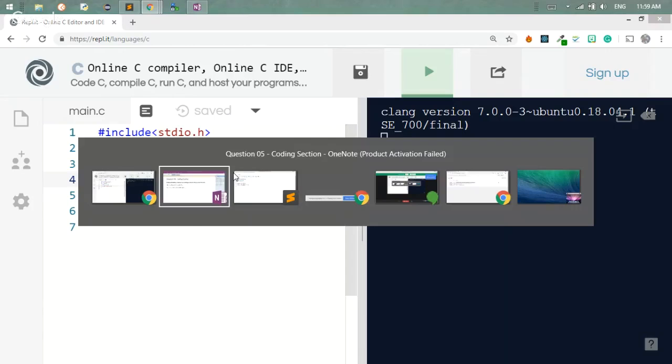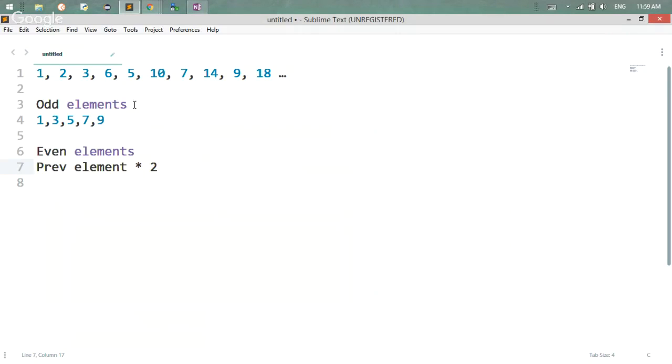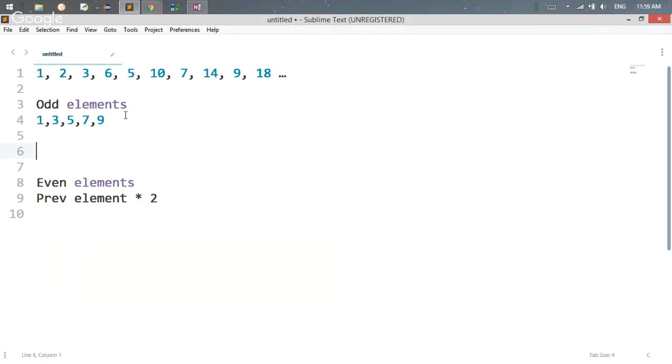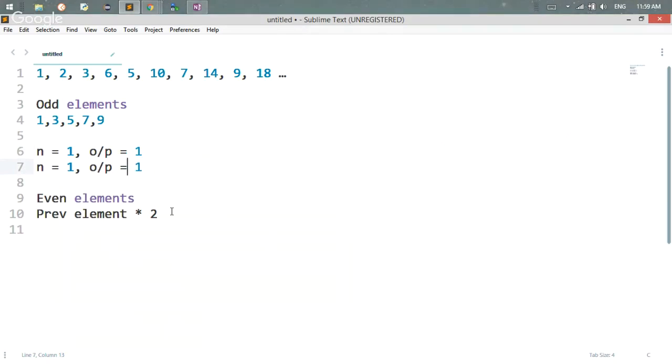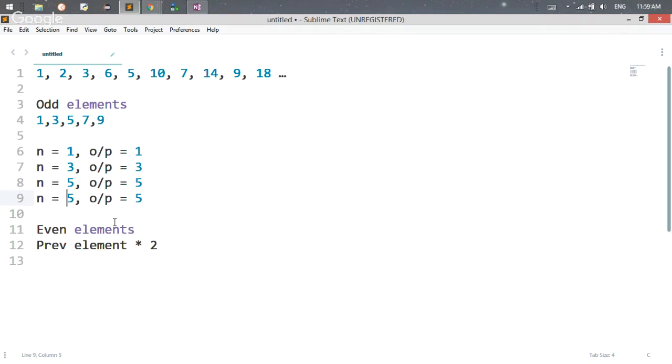So now let's go back and understand what they want from us here. If n is odd, that means what? If they are going to ask for the first element, let's say n is 1, the element is 1, so the output is also 1. Now if n is 3, output is also 3. If n is 5, output is also 5. And if n is 7, output is also 7. As simple as that. So if n is odd, the output will also be the same. That's it. Very simple.